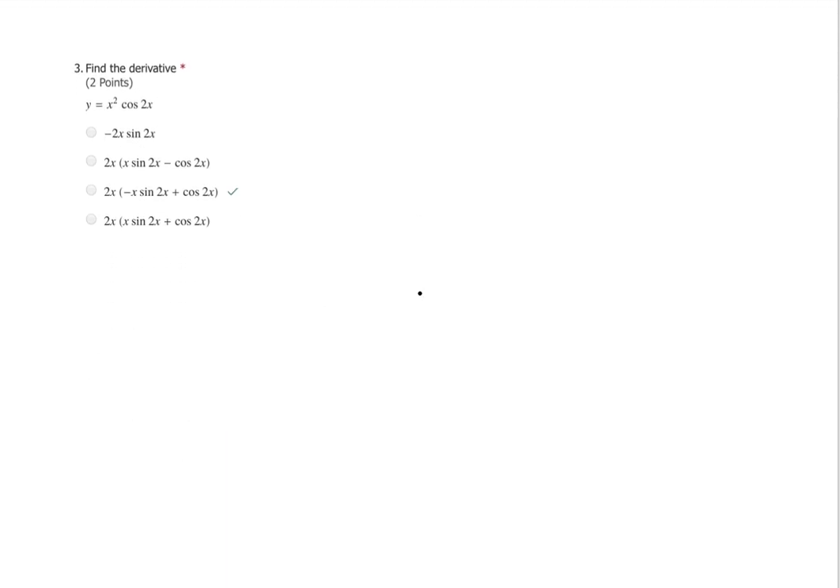Right, and on 3, we're asked to find the derivative of a function. So this is our first time we're dealing with a trig function on this quiz. So if y is equal to x squared cosine of 2x, notice that my first term is x squared and my second term is cosine of 2x. So if I'm going to find the derivative of this, I'm going to take my first term, which is x squared, and I'm going to times that by the derivative of my second term. Derivative of cosine is sine with a negative.